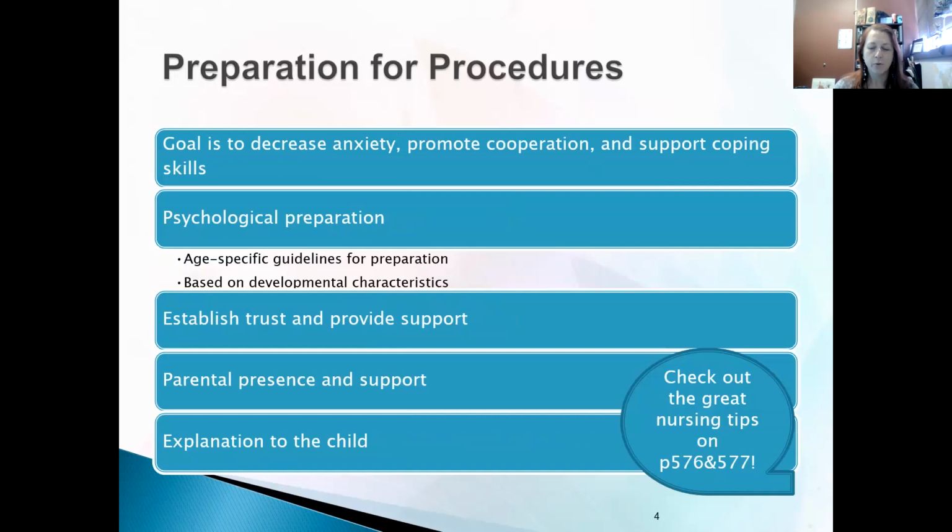All right, preparing kids for procedures. This is something that we've talked about at the beginning of the quarter. Remember, we talked about atraumatic care. We talked about reducing that anxiety, getting the child to cooperate as best as possible, and supporting their coping mechanisms depending on the age range.